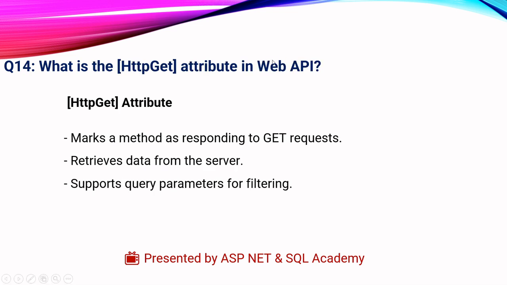The HttpGet attribute is used to mark a method as responding to GET requests. This method is typically used for retrieving data from the server, and it can also accept query parameters for filtering and sorting.